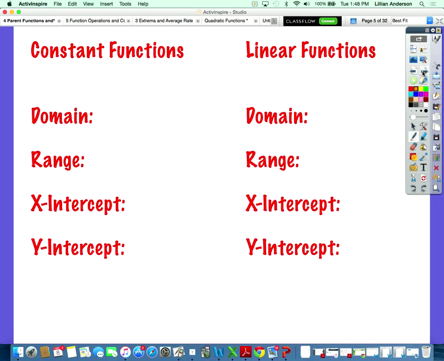So, for constant functions, we're going to identify the domain, the range, the y-intercept, and the x-intercept. Actually, for both of them, we're going to do that. So somewhere, you decide where you're going to fill in this information. You need to make more room after this? No, we'll be done with linear and constant after this.